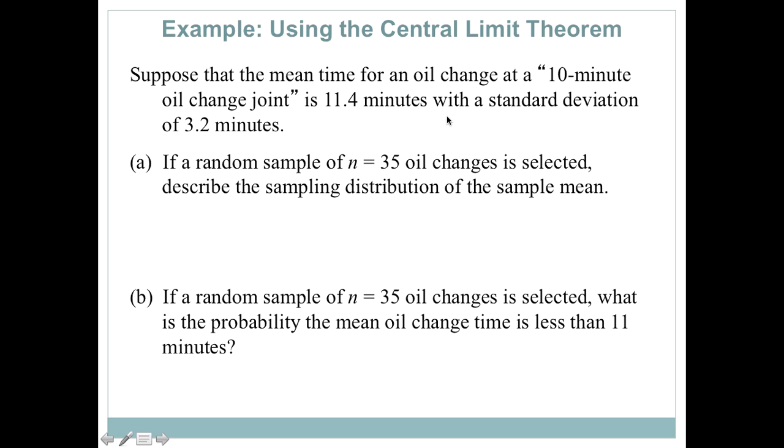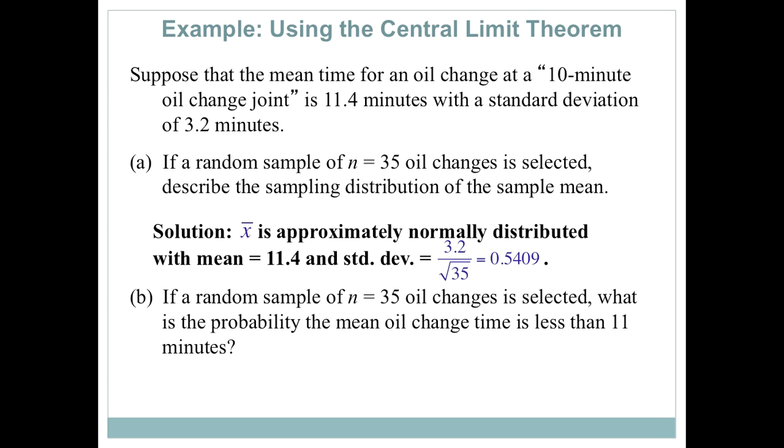So let's look at an example here. Let's suppose that the mean time for an oil change at a 10-minute oil change joint is 11.4 minutes with a standard deviation of 3.2 minutes. So if a random sample of n equals 35 oil changes is selected, we want to describe the sampling distribution. So we know that it's going to be approximately normally distributed, even though it doesn't tell us up here that it's normally distributed, simply because of our sample size.